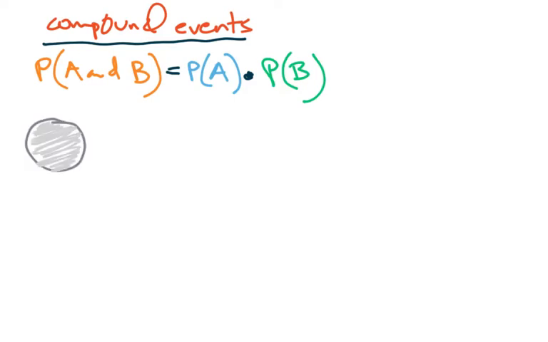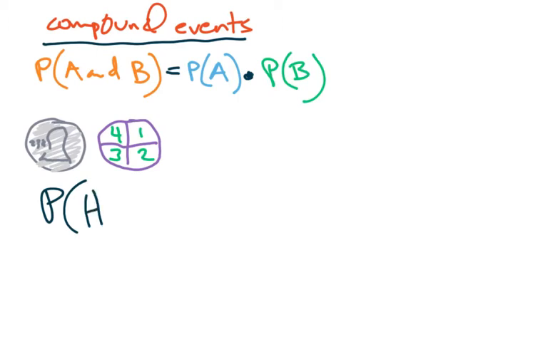So imagine I had a coin. This is my coin. And imagine I had one of these, a spinner. And I asked the question, hey, what's the probability of me getting, we know the H means heads, and a 4 on the spinner? So this is clearly a compound event. Why? Well, there's two things going on. I'm flipping a coin and I'm spinning a spinner. That's a compound event whenever you have two or more events.